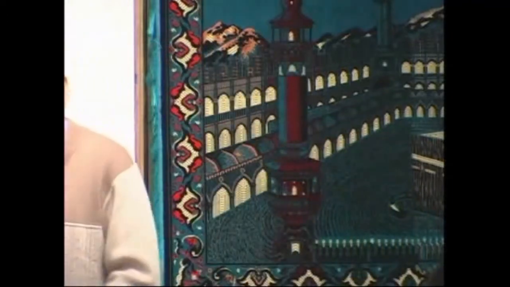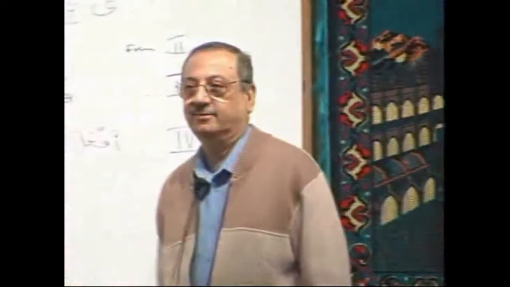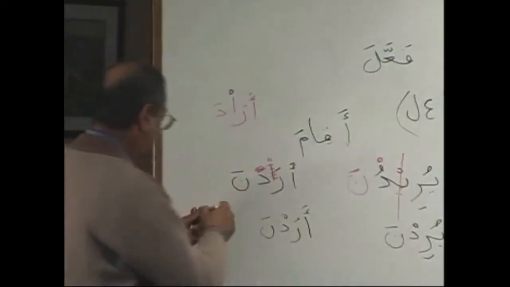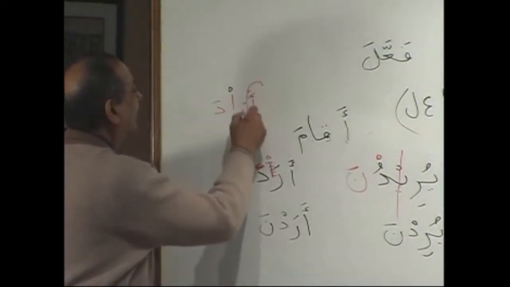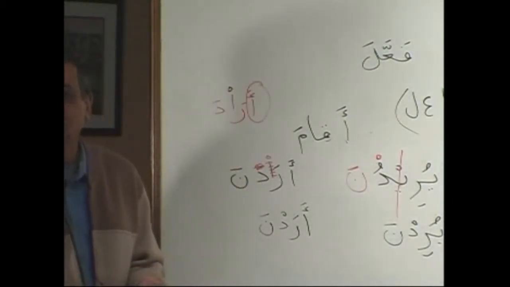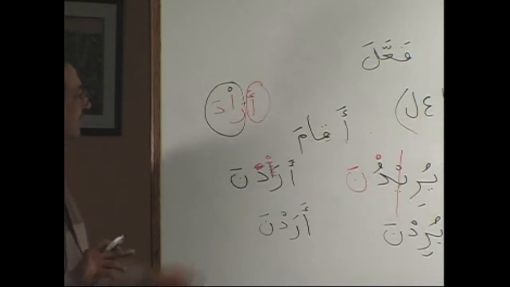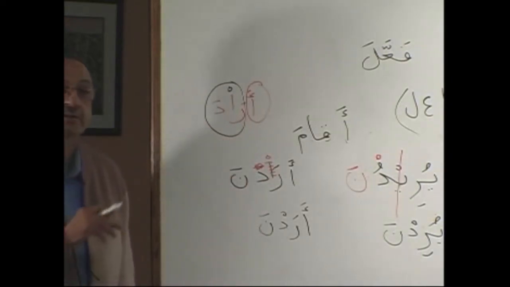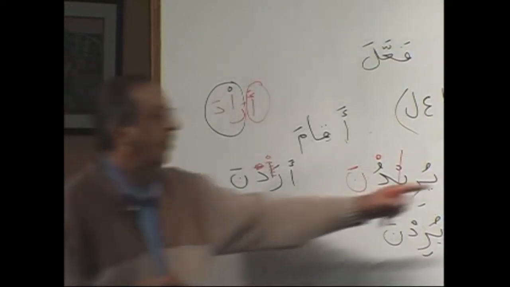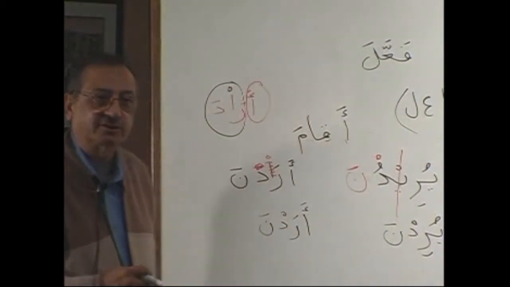Arada. What is the addition to the verb? We will say Hamzatul Qata. Brothers and sisters, this is what you added extra. Where is the verb? Rada. That is your base form, your three-letter verb. Rada is the verb. And then you brought Hamzatul Qata in front of it and it turned into arada, which is form 4. Are you with me, brothers and sisters?